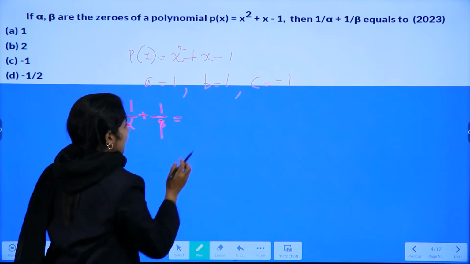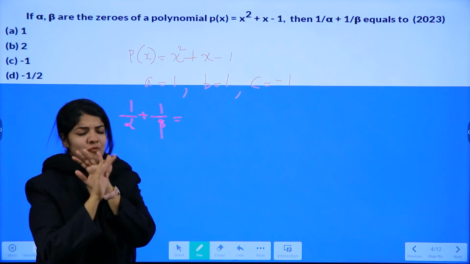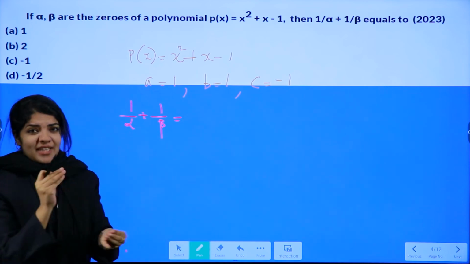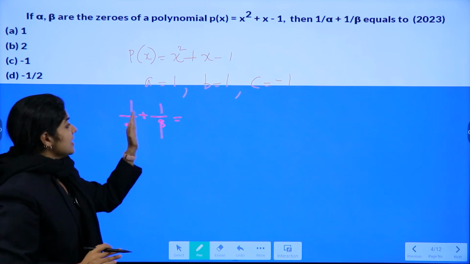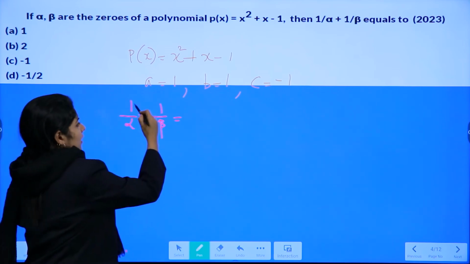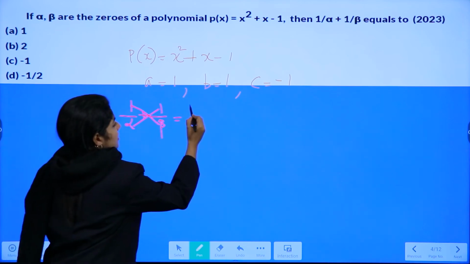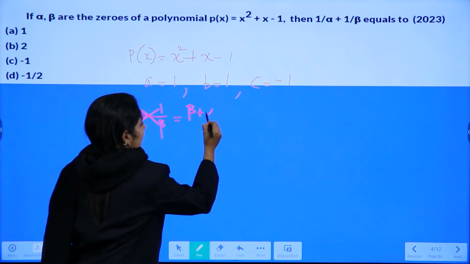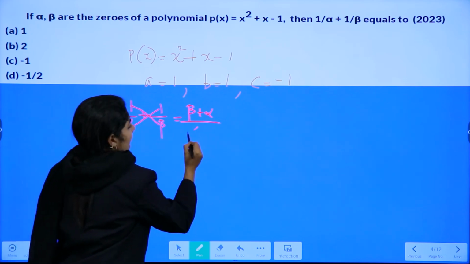Many of you will be scared by seeing this question, but this is very simple. You can find the answer in a few seconds. You just simplify. This is a fraction. You make the denominator the same by cross multiplying. So this is beta plus alpha by alpha beta.